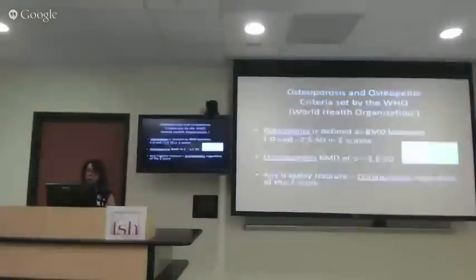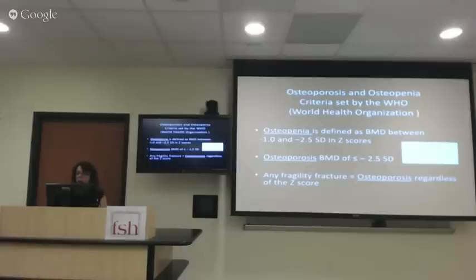The World Health Organization has set criteria for deciding what is osteoporosis and what is osteopenia. So we use the T-scores and the Z-scores. In the very middle of the graph is the average. If we would go to the left, 2.5 standard deviations, that is, if you would fall there, that's osteoporosis. If you fall between 1 and 2.5 standard deviations, it's osteopenia.